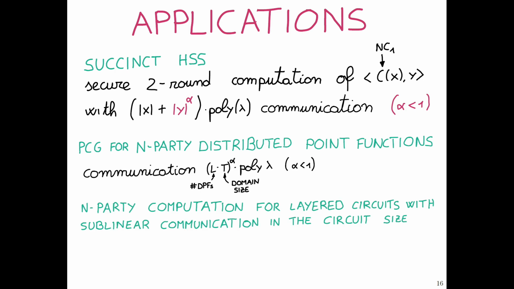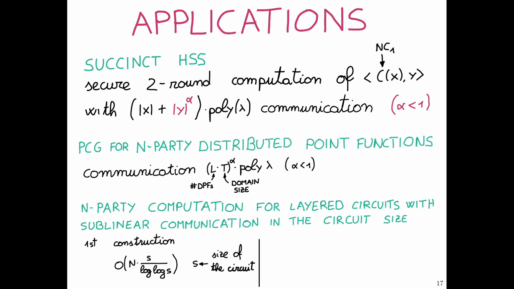We then used the PCG for DPFs to build sublinear communication MPC for polynomially many parties when evaluating layered circuits by instantiating a sublinear MPC protocol of Couteau. His protocol requires correlated randomness among the parties in the form of shifted and masked truth tables, which is exactly what our PCG for DPFs provides. These truth tables must have only polynomial size, which is why we can only save a log-log factor.